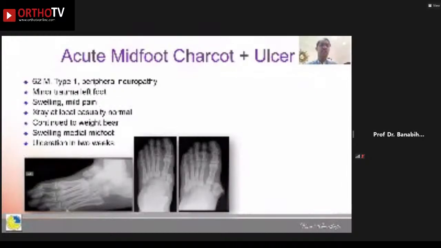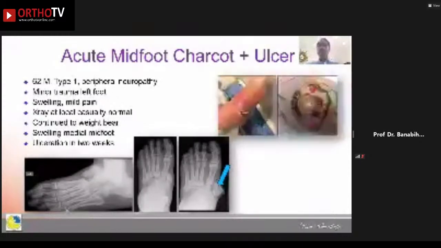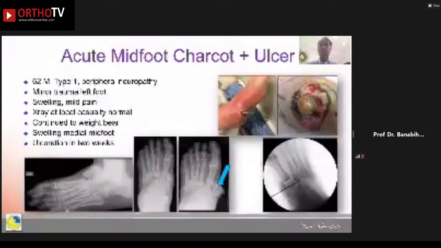And this is one example in a 62-year-old type 1 diabetic with peripheral neuropathy, no significant trauma, who developed this kind of osseous damage, clearly an acute Charcot. And you can see the medial cuneiform has extruded. With that degree of extrusion, you can imagine that if the patient continues to mobilize in regular shoes, it results in skin necrosis, ulceration, osteomyelitis, and so on. So this is an acute Charcot with foot at risk presentation.